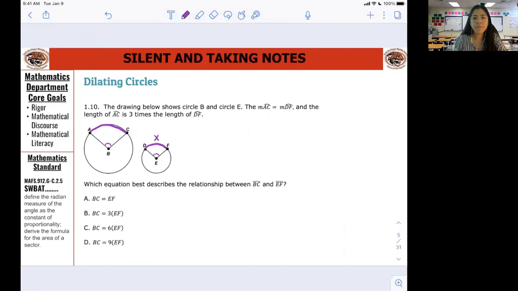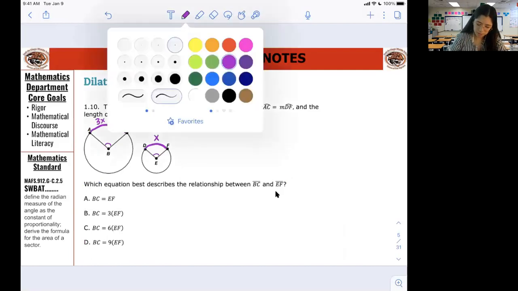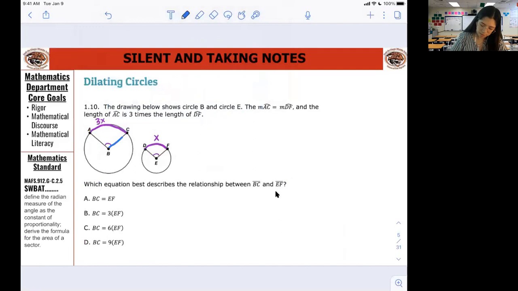If DF, if I call it x, what would AC be? 3x. Right? So this thing is 3 times the length of that one. Then it's asking us which equation best describes the relationship between BC, so this over here, and EF.